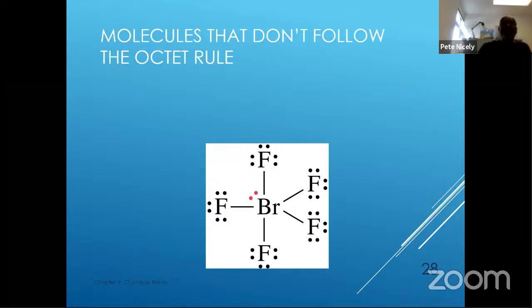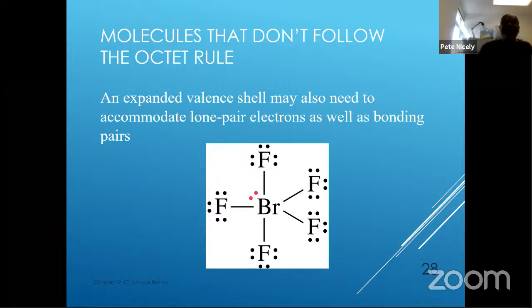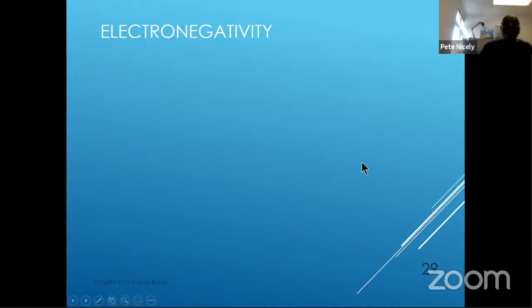This is also another example where you can have an expanded valence shell where more than 8 electrons are present, which could include a lone pair of electrons, which is what we have here in the case of bromine pentafluoride. That's another example of the expansion of the octet in certain molecules, where the central atom can have more than 8 electrons on its outer shell.